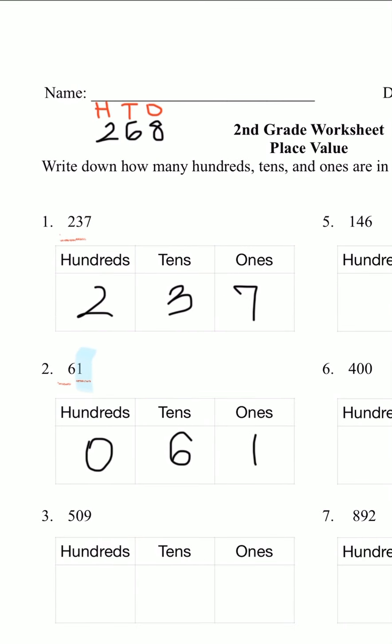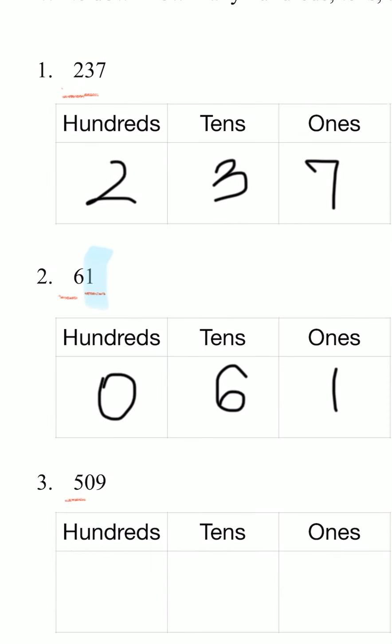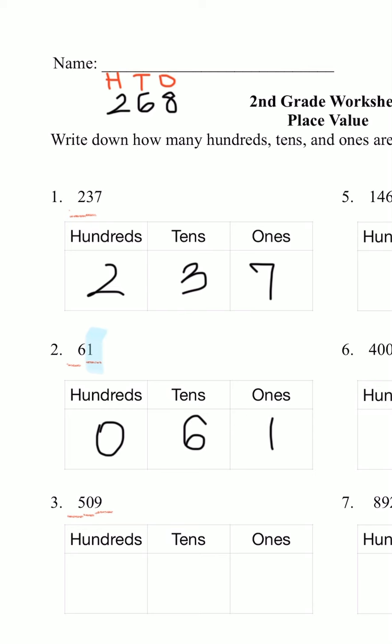Now we're going to do the next one. We have 509. It is a 3-digit number because when we count 1, 2, 3. So here it's going to be ones, 9 ones, and because we have a 0 in the middle, right here, we're going to have 0 tens and 5 hundreds.